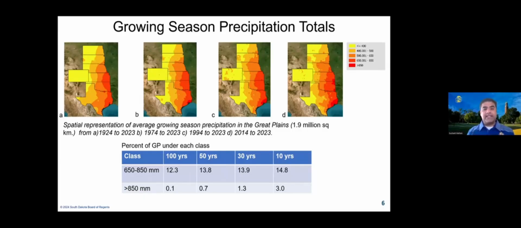However, in the most recent 10-year period from 2014 to 2023, the percentage of the Great Plains receiving 650 to 850 millimeters increased to 14.8%. And the areas with more than 850 have grown to 3%, showing a slight upward shift in regions receiving high precipitation totals. This map and the table demonstrate changes in the precipitation patterns over time, which are important to understand how climate variability affects the growing season and ultimately the agriculture productivity in the Great Plains.